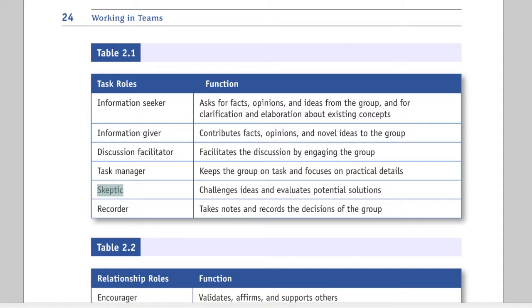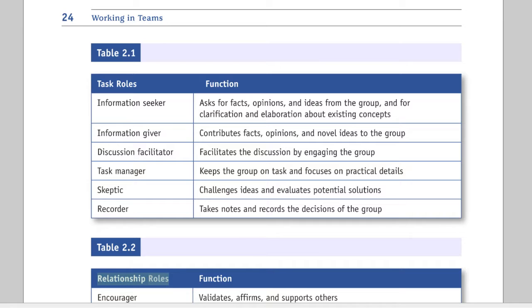Skeptic. Challenges ideas and evaluates potential solutions. Recorder. Takes notes and records the decisions of the group. Table 2.1.